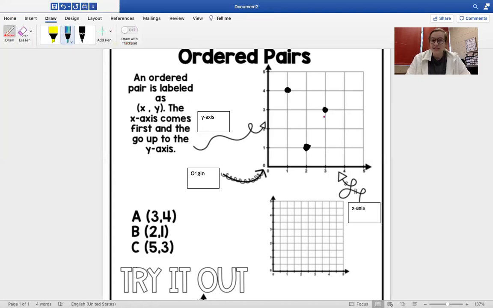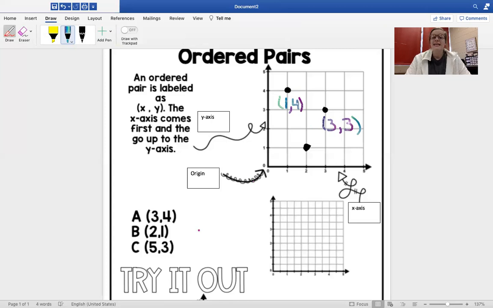So if we wanted to write this ordered pair, if you remember, an ordered pair always starts with the parentheses. Then you put the x-coordinate, so it would be 3. Then you always put a comma. Then you would put the y-coordinate, which in this case is also 3, and then you would close your parentheses. So this last point on the grid, what would the ordered pair be? 1. What's the y-coordinate? 4. Great job.